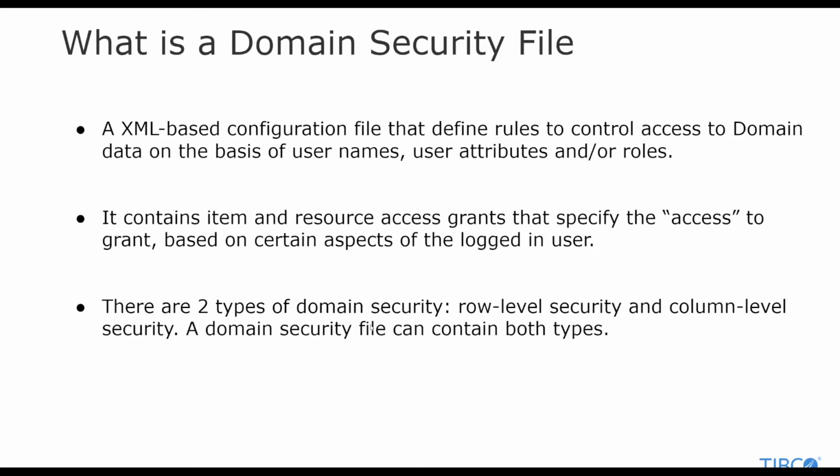One is the row level, and the other one is the column level. Row level security is more of filtering out particular rows. For example, if you have a database that has data for multiple tenants, you can filter out rows that are not belonging to a particular tenant, or vice versa. And a file can have both. You can have a domain security, a row level security and a column level security together.